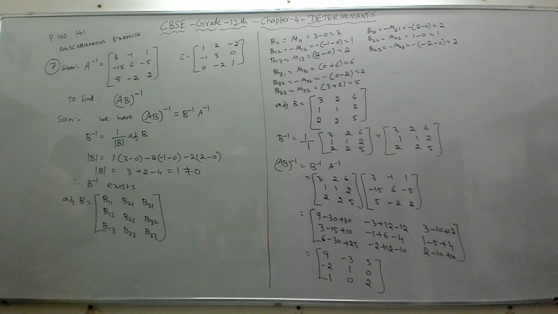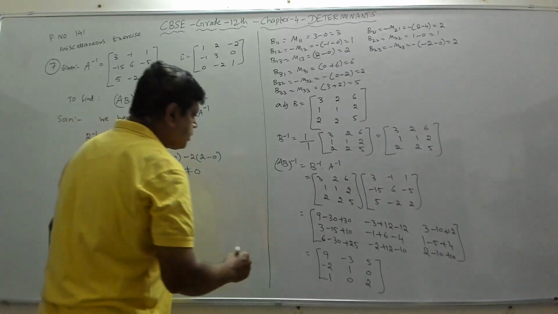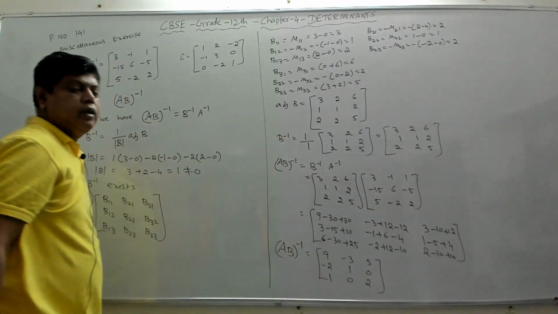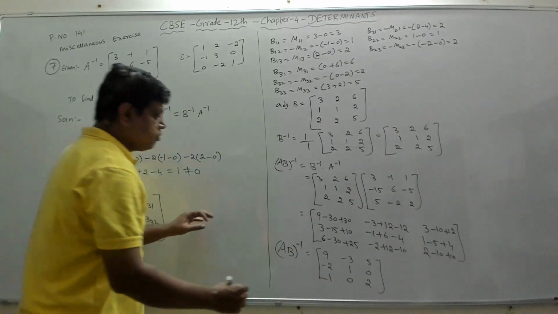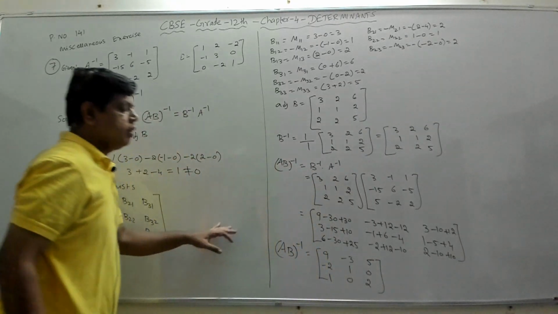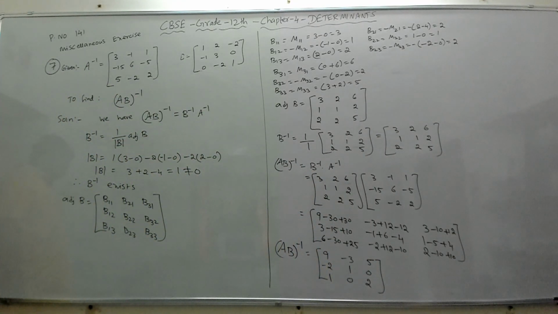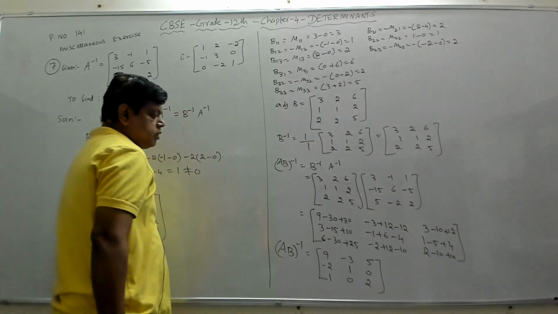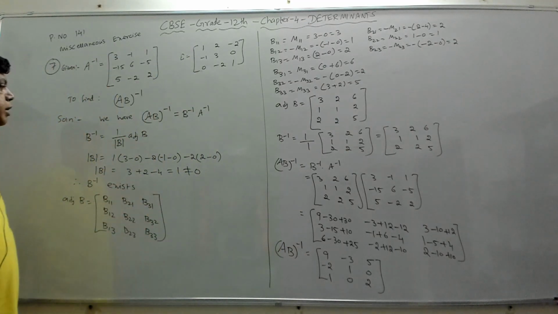Right? So your AB inverse is this matrix: 9, minus 3, 5, minus 2, 1, 0, 1, 0, 2. So this is the inverse of AB. So this is how we will find the AB inverse.